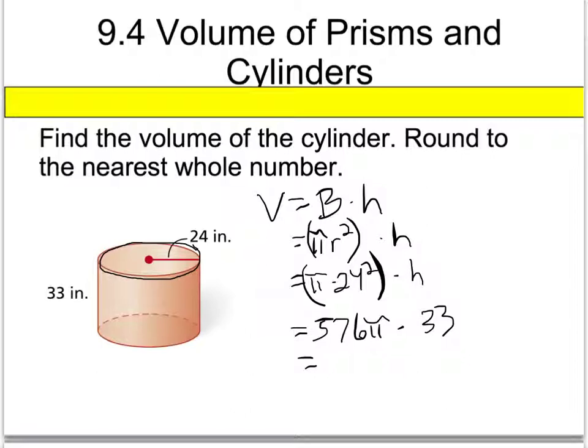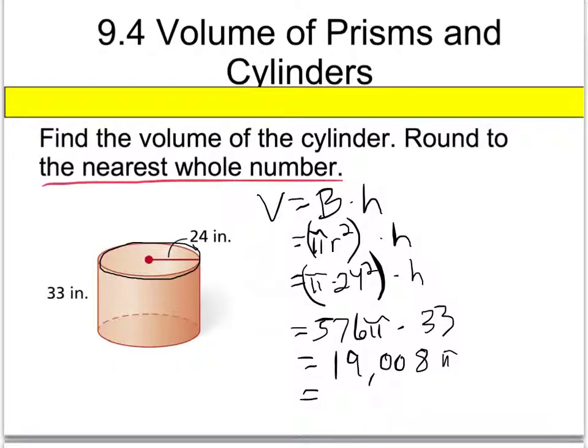You got it. It is 19,008. Huge number. However, we have not taken it to pi yet. So don't be discouraged if your number starts becoming very, very large. Now we have 19,008 times your 3.14, and when you multiply all of this together, again, it says round to the nearest whole number.